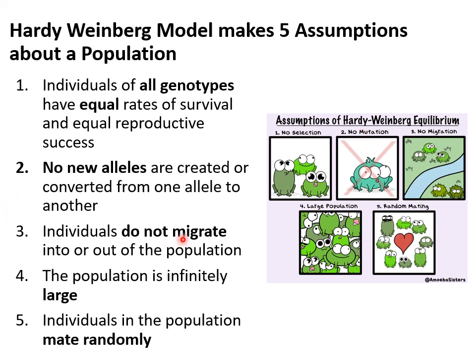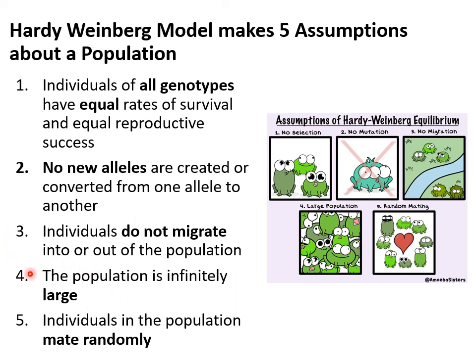The third is that individuals should not migrate into or out of the population. Okay, because again, that would cause fluctuations in the genotype frequencies and the allele frequencies in that population, and it would not be at equilibrium anymore.